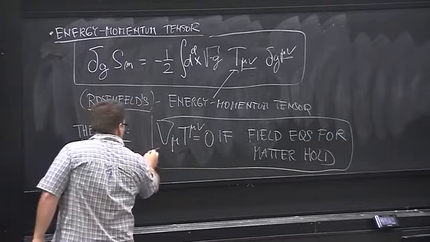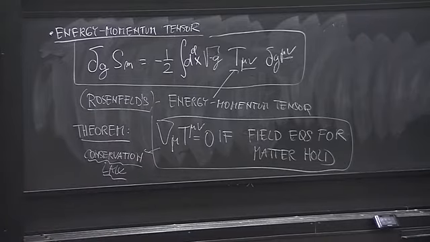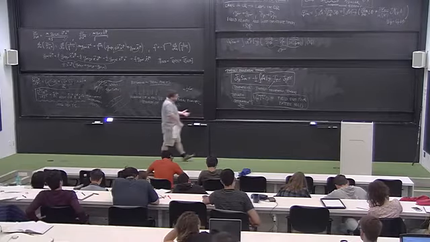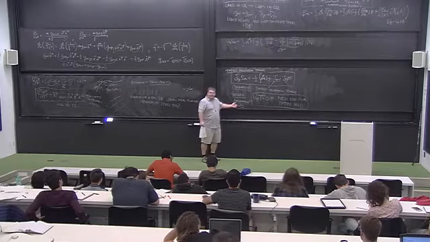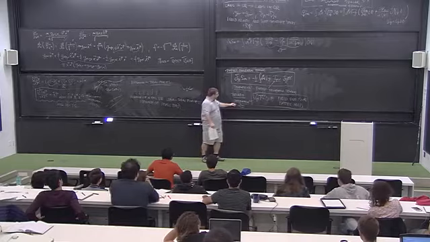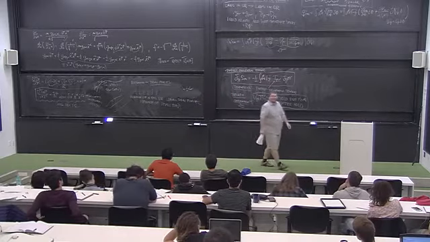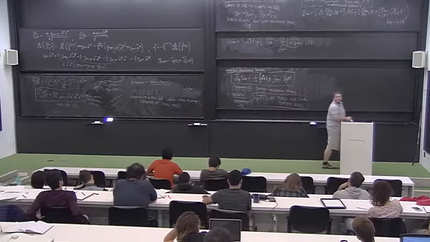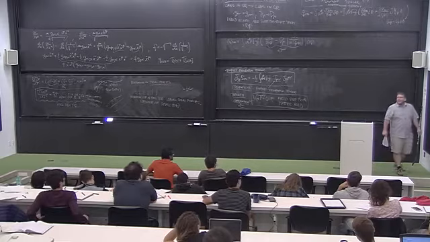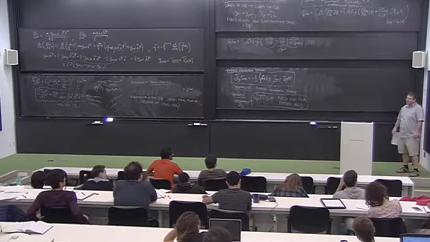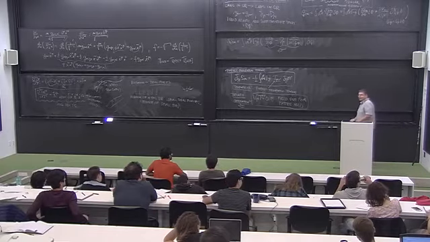Conservation of the energy momentum tensor: nabla mu T mu nu equals 0, provided the field equations hold. Okay. This is really misleading. People call it a conservation law, but as we will see, nothing is conserved. So this equation is a lot of things, but certainly it is not a conservation of anything.